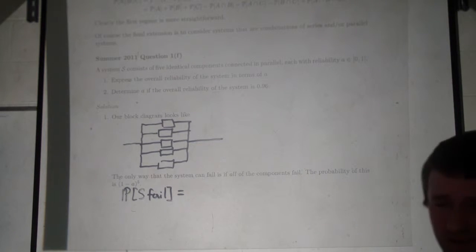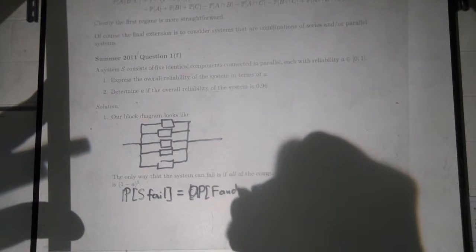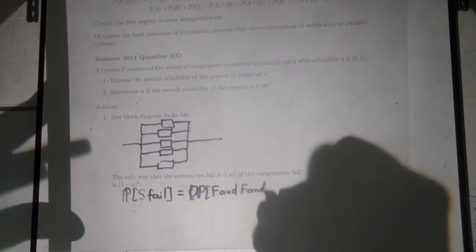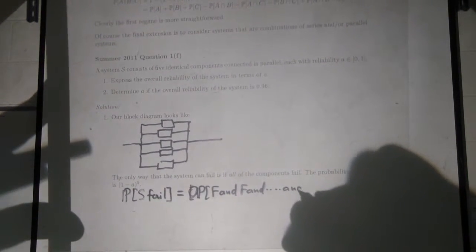Yeah, but S failing. So here you need probability. I'd say fail, and fail, and fail, 5 times. The ands are going to be multiplied, so you've got the probability of fail multiplied by the probability of fail 5 times. That's what those dots mean.